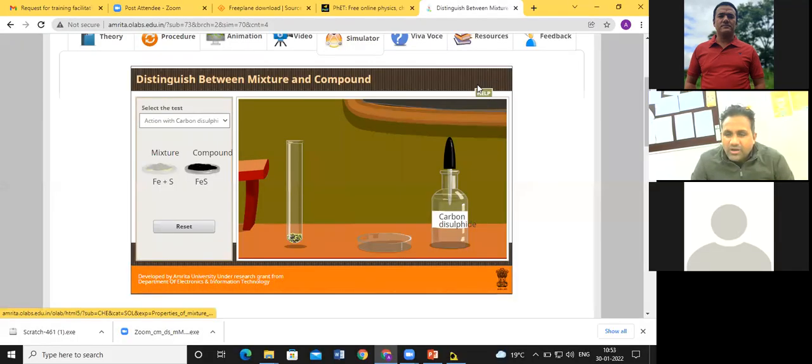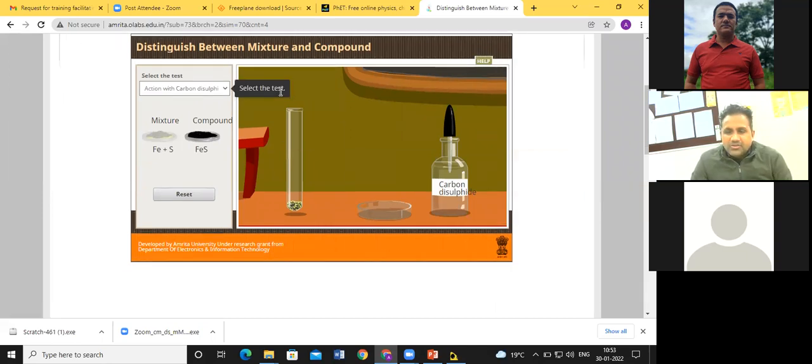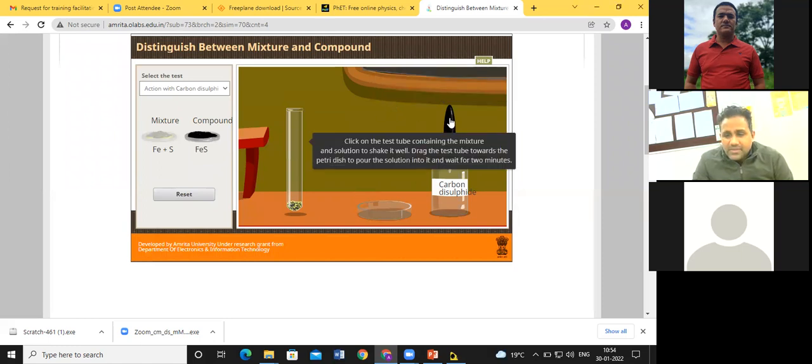Suppose I take carbon disulfide mixture, I'm not able to perform this one. So what is happening here? I'll take help here. When I click on help, what are they saying? Select the test. Select the sample. And select the dropper.